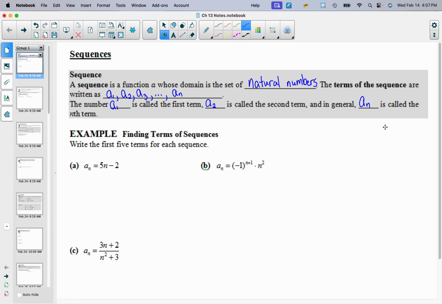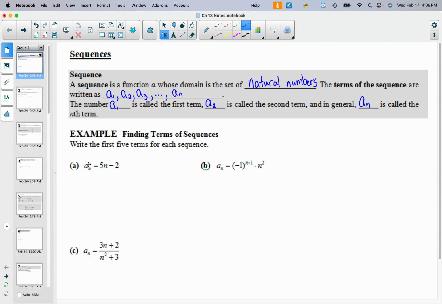Now you guys have done sequences of numbers from when you were probably quite young in math, where you'd be given a set of numbers and you're looking for the pattern. That is just describing a sequence. So we're just going to go a little deeper now. For this first example, we're going to find terms of sequences, and the instructions say to write the first 5 terms for each sequence.